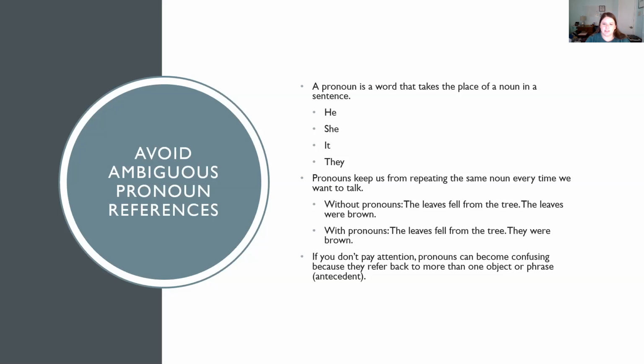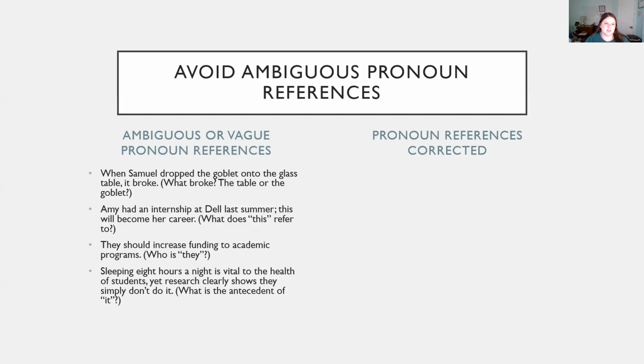If you don't pay attention, pronouns can become confusing because they refer back to more than one object or phrase, or an antecedent. It's a big word, it doesn't really matter that much for you in this context. However, if you start talking about 3 different people and they're all male, and then you say he right after that, it's going to be very confusing to your reader who you're referring to. And so you need to be very clear that if you're putting a noun and then following it with a pronoun, there is direct understanding of who that person is or what it is that you're referring to by using the pronoun. So we can try some of these as well.